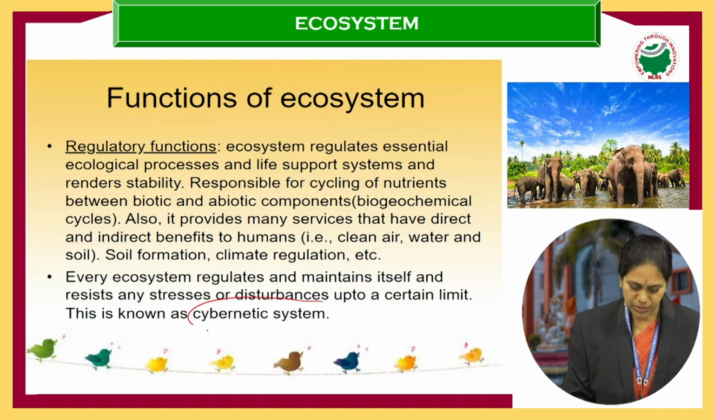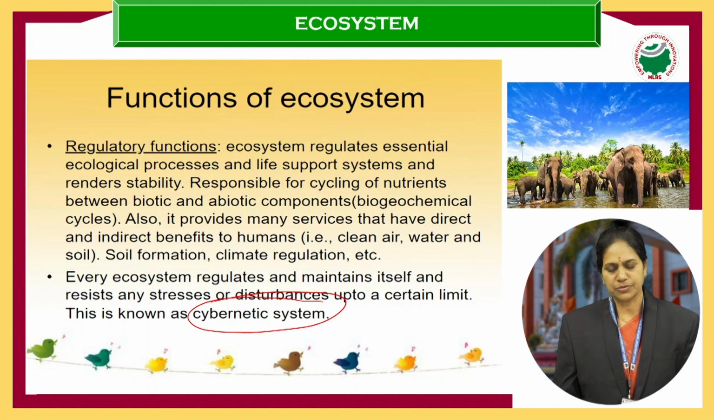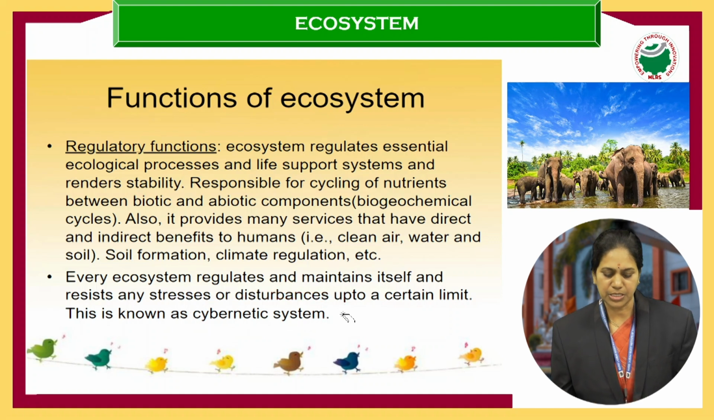So such kind of system we call a cybernetic system, where the ecosystem has its own resistance to a little bit of disturbance, a little bit of stress, it can resist and it can sustain. So that is the reason we call it a cybernetic system. So these are the regulatory functions. It maintains cycles properly, food production happens in the ecosystem, and you can see the regulatory functions here. So formation of soil, climate, temperature regulations, or we are talking about responsible stability of the ecosystem. All these are the regulatory functions of the ecosystem.